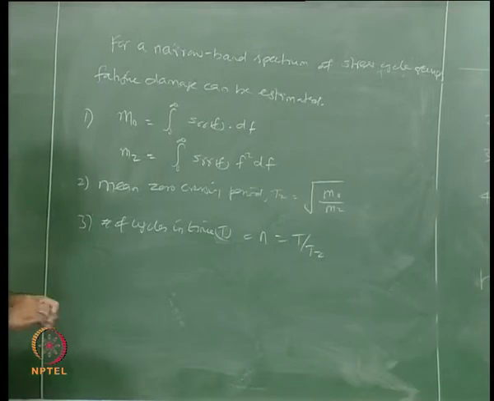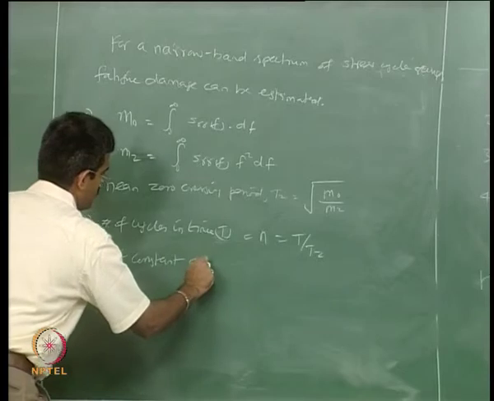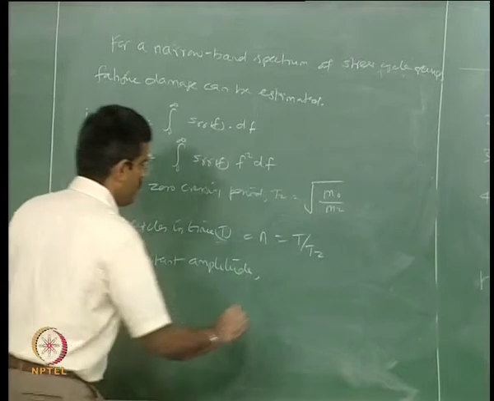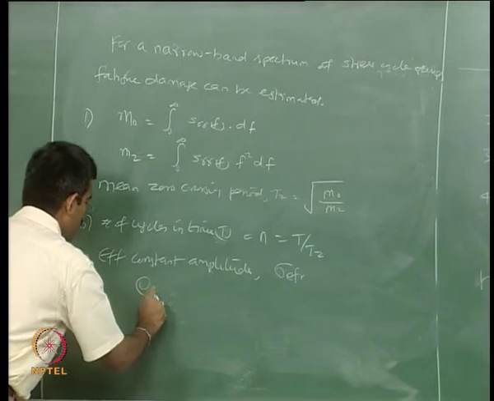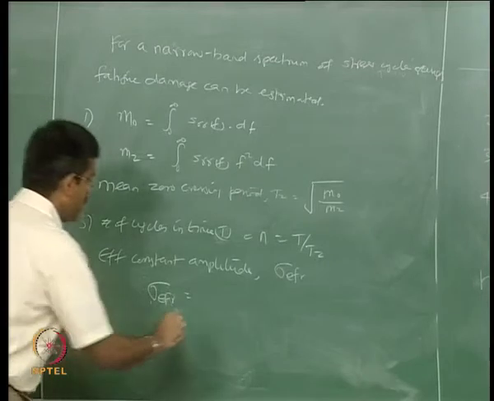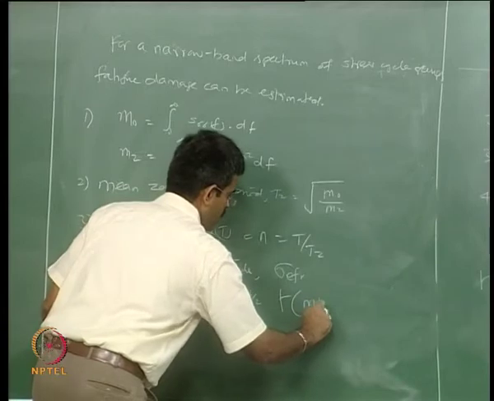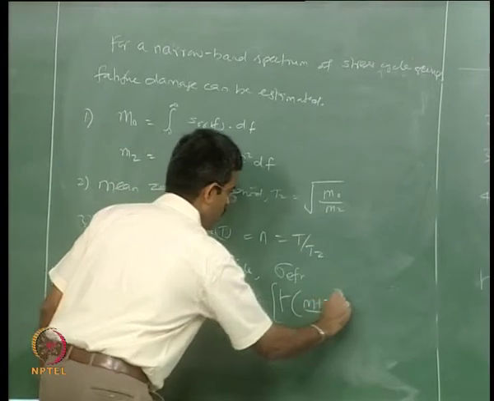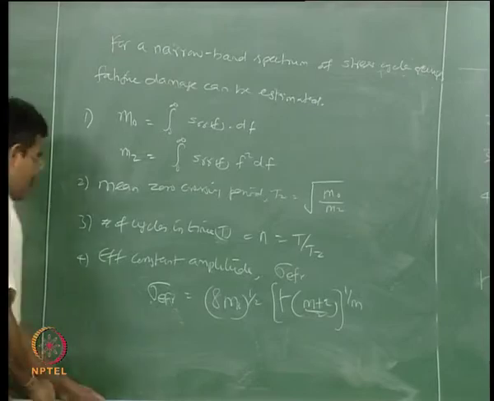Once I know this, I find the effective constant amplitude, which I call sigma EFR. Sigma EFR is given by 8 m naught to the power of 1 by 2 times the gamma function of (m plus 2) by 2, to the power of 1 by m.